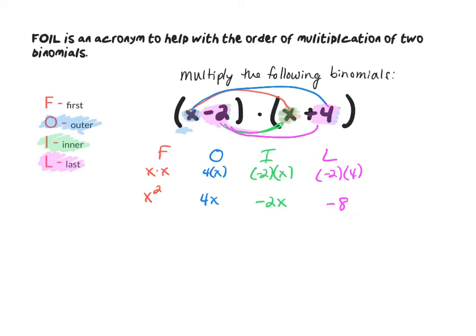And to get our final answer, all we have to do is combine all those terms from each step. So x squared can't be combined with anything else, but 4x's and -2x's would combine to be +2x's, and then at the end, we have a -8.